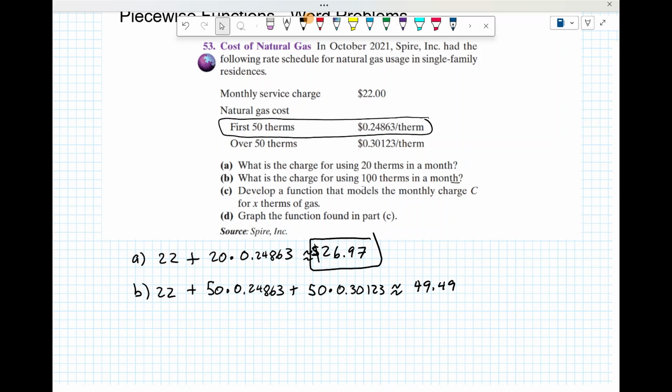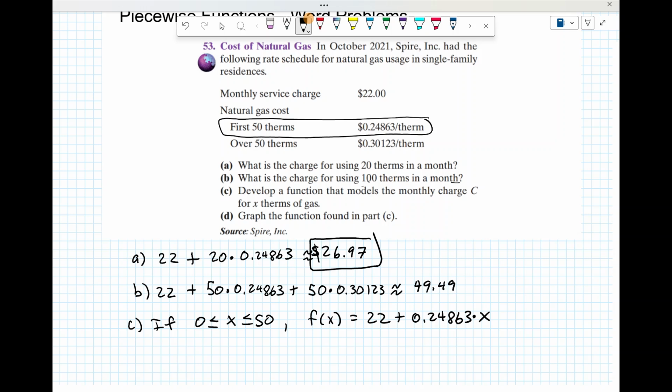All right, so let's develop a function that models the monthly charge for x therms of gas. If x is less than or equal to 50, and in fact, it has to be greater than 0, I can't have a negative amount of gas that I use, then f of x will be equal to 22 plus 0.24863 times x.